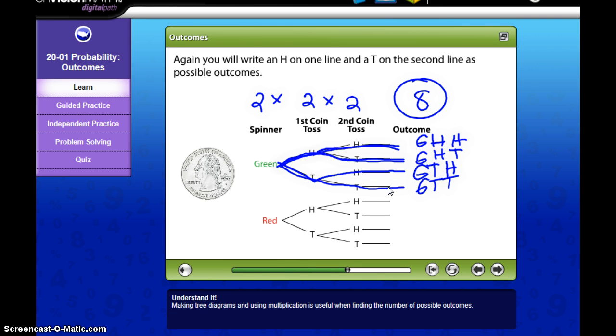So we've got 4 done. Could you do the last 4? Yeah. Who can tell me the last 4? Eileen. Good. Red, heads, heads. Good. 2 more. Red, T, H. And? Red, T. Good work. There are all 8 of our outcomes right there. And we didn't at all have a problem where we accidentally put 2 of the same down. Okay?